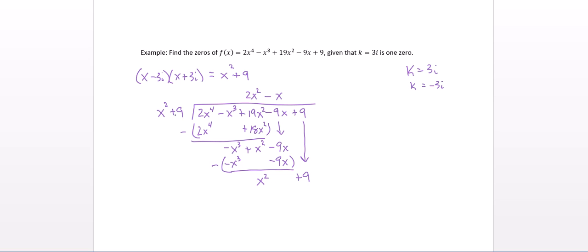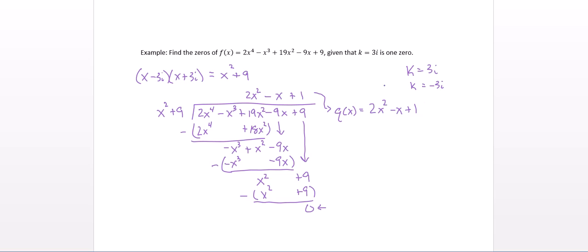One more time, since x squared and x squared, we know we still can divide a little bit. What do I multiply x squared by to get x squared? And it is a 1. When I multiply x squared plus 9, draw the line, minus sign, remainder of 0. And I knew that. Because we had zeros, I knew my remainder was going to be 0. But I now have my quotient, which is 2x squared minus x plus 1.